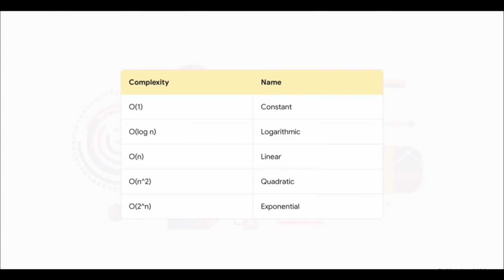This one is kind of like reading a book. If you double the pages, well, it takes twice as long. The execution time increases directly with the input size. But as we move further down this list, things start to get pretty dangerous.